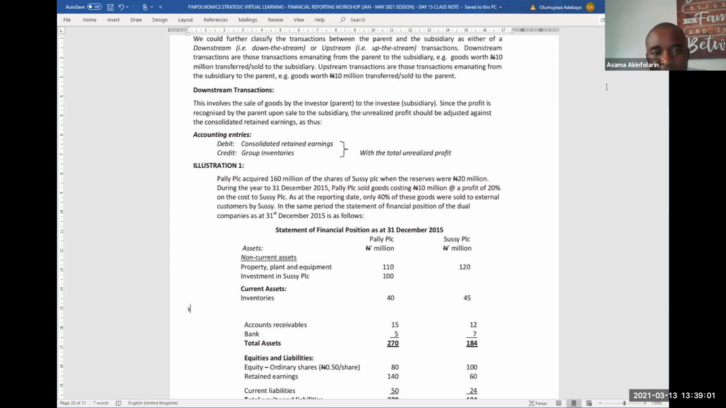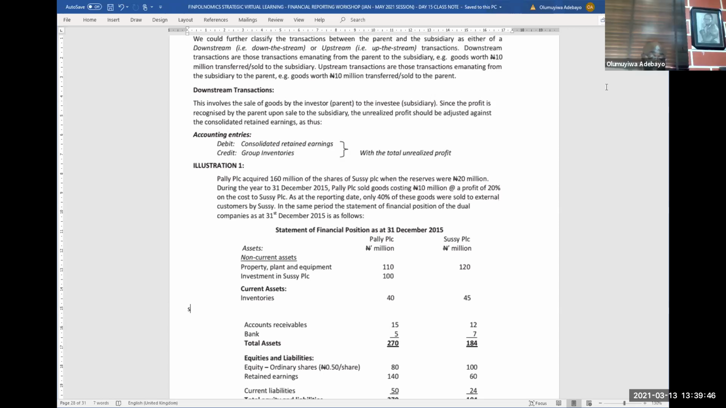Downstream transactions involve the sales of goods by the investor, that is the parent, to the investee, that is the subsidiary. Since the profit is recognized by the parent upon sale to the subsidiary, the unrealized profit should be adjusted against the consolidated retained earnings. When a downstream transaction exists, you are supposed to debit the consolidated retained earnings and credit group inventory with the total unrealized profit. Can we go to the illustration now?